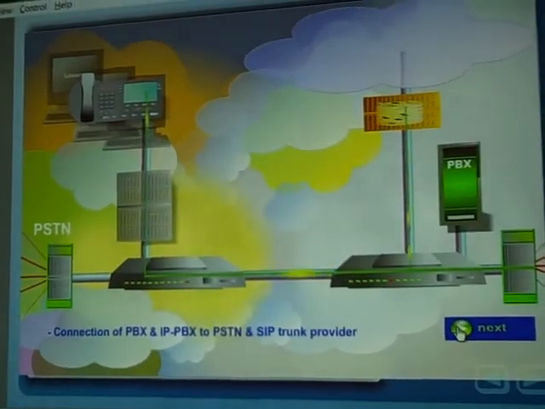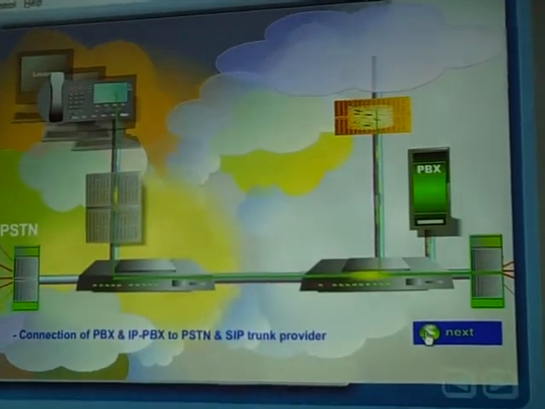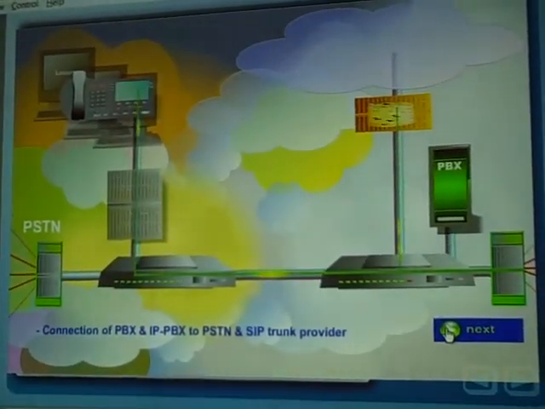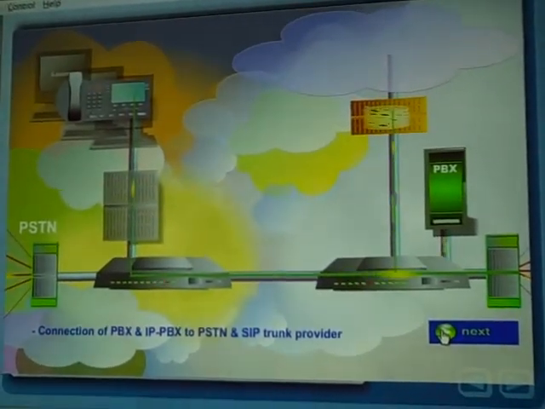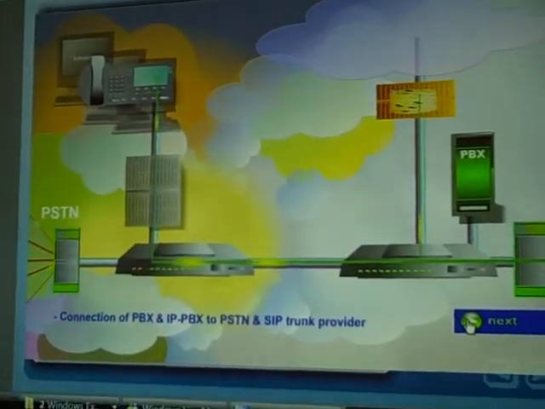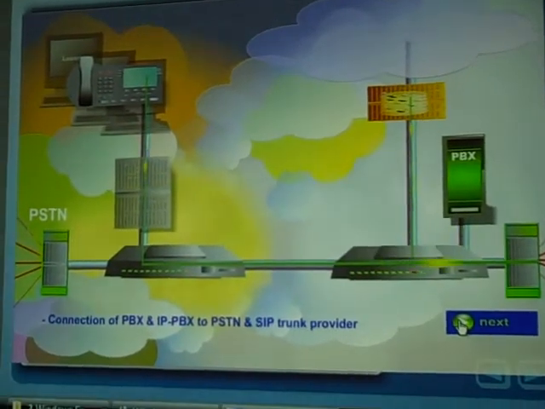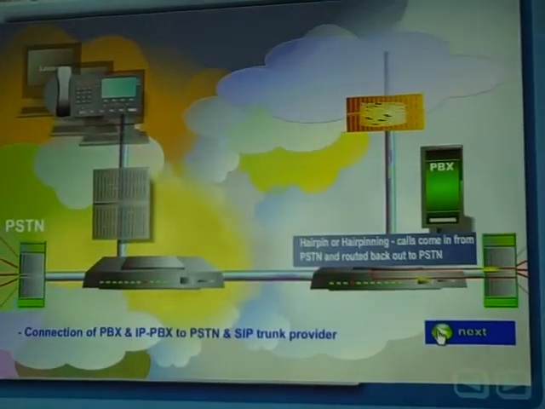The next application would be a connection of PBX and IP PBX to PSTN and SIP trunking provider. We've got a traditional environment, a new environment, emerging, legacy, different kinds of systems out there. And so the media gateway, again, provides that any-to-any protocol conversion so that traditional PBXs can actually talk to the PSTN or to SIP trunking providers as well. Let's see what else we have out there.